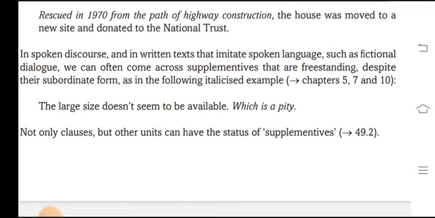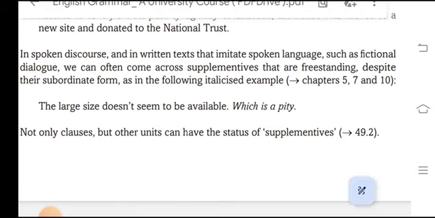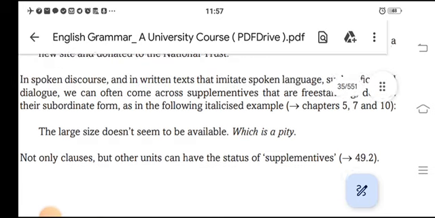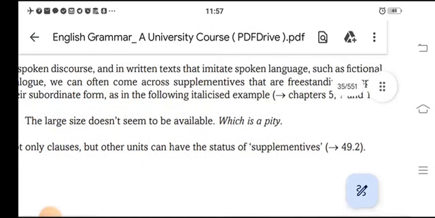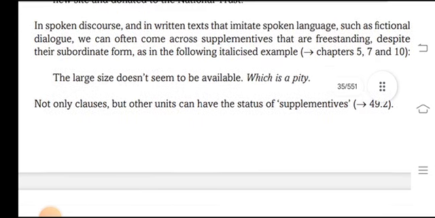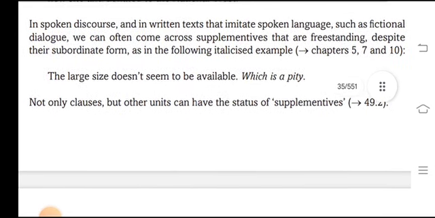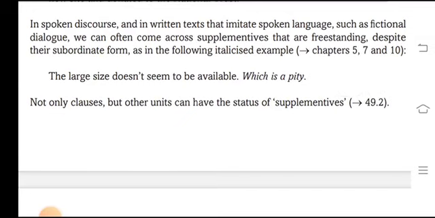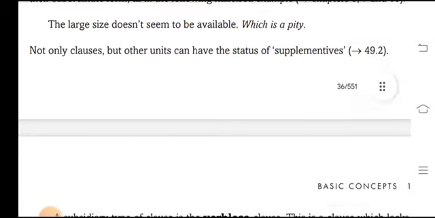In dialogues we often come across supplementive clauses that are free-standing despite their subordinated form, as in the following italicised example in chapter 5, 7 and 10: "The large sign doesn't seem to be available, which is a pretty not only in the class clause" but other units can have the status of the supplementive.